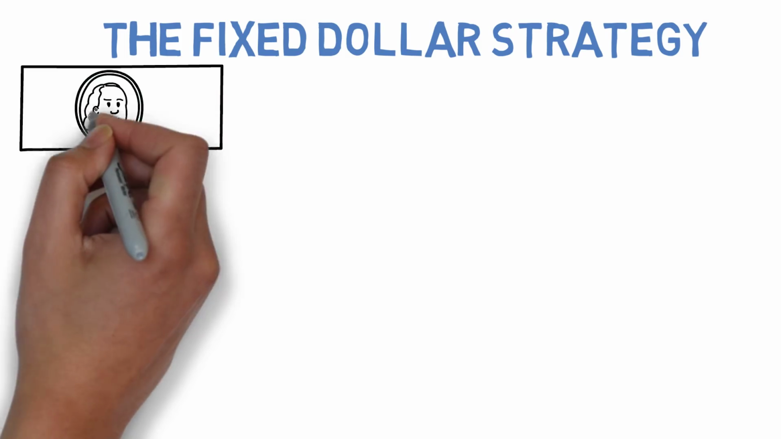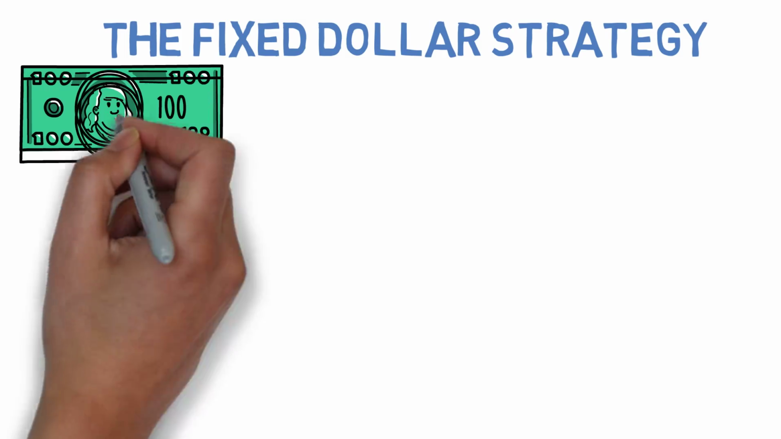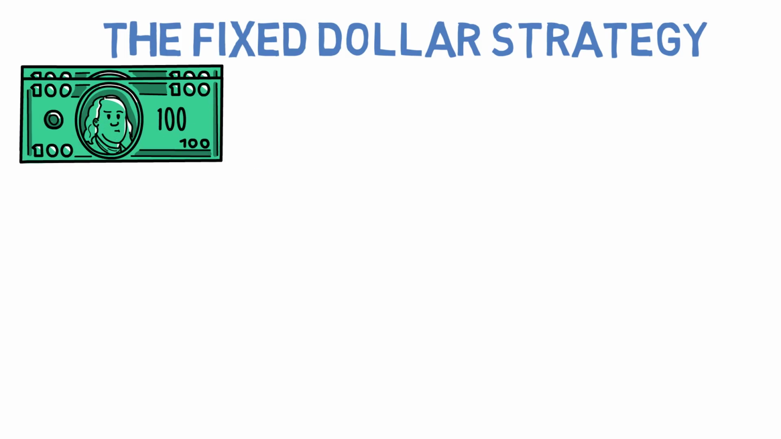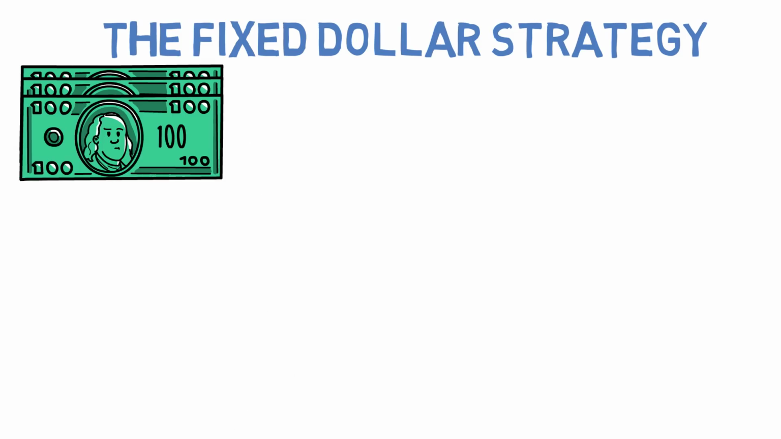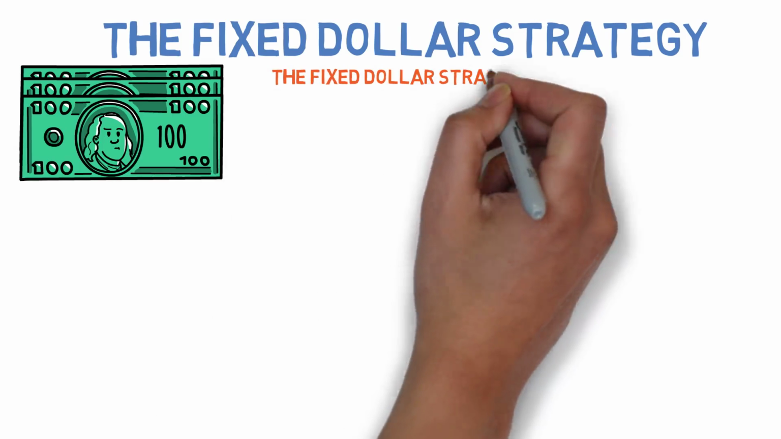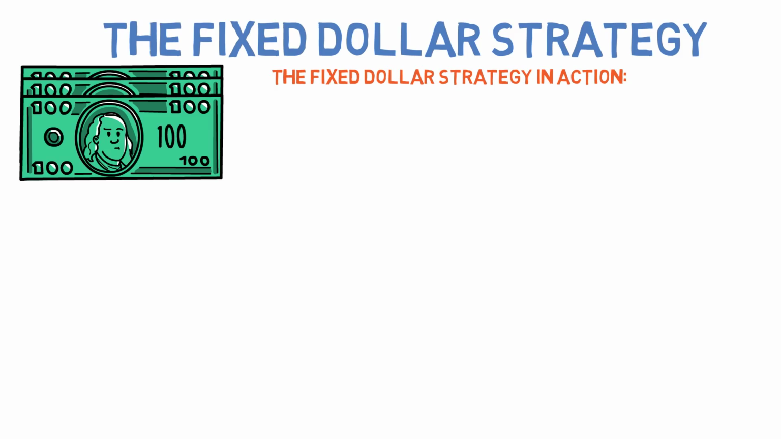The fixed dollar withdrawal strategy is exactly what it sounds like. You begin by withdrawing a certain dollar amount from your nest egg every single month and keep that amount constant throughout your entire retirement. It literally doesn't get any simpler than that.